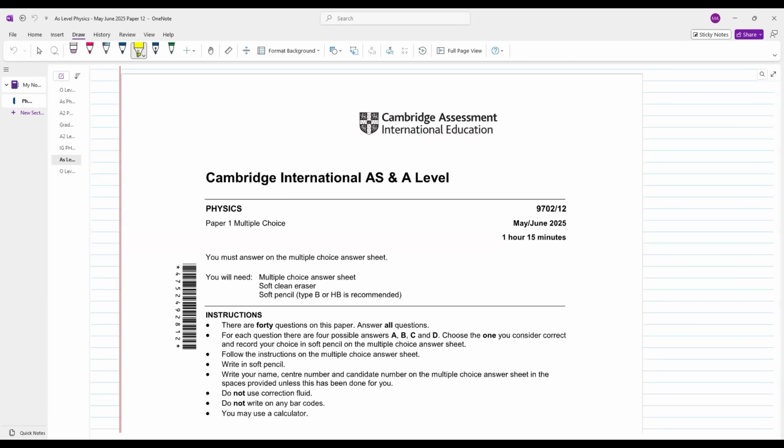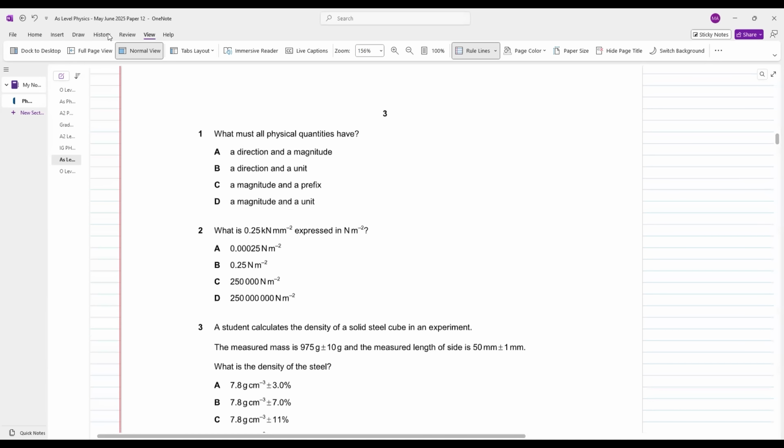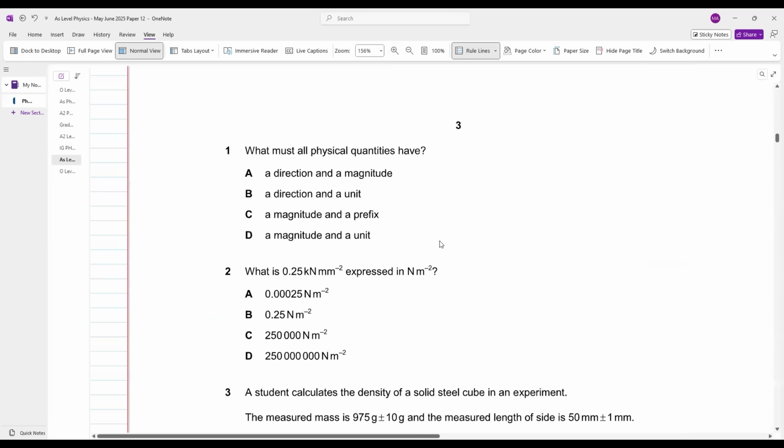Okay, students. So today we are going to start with AS level physics, May June 2025, paper 1, variant 2. This is a 1 hour 15 minutes ka paper. Let's start with it. Bismillahirrahmanirrahim. We have some data points here. Let's zoom in a bit.